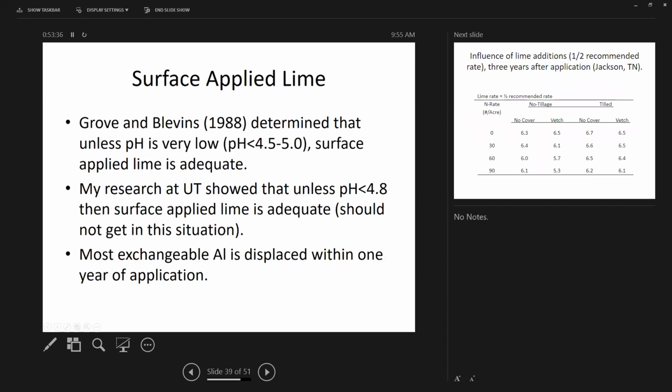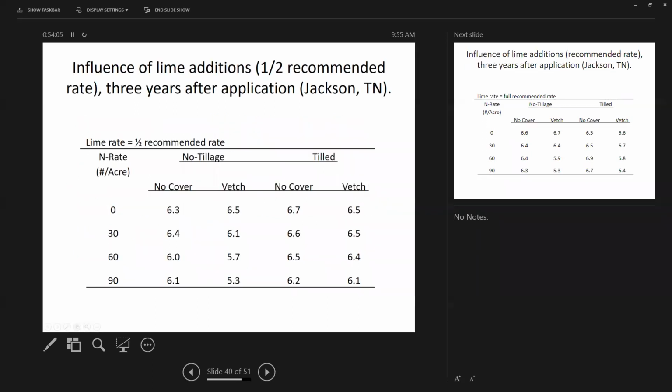Some work that Grove did back 20 or 30 years ago. If it's really, really low, you're probably going to benefit from incorporation, but hopefully we don't let our pH get down to 4.5. I saw the same thing with my nitrogen work in Tennessee, and I didn't get into it, but aluminum is one of the things causing your low pH. So we're getting rid of the aluminum. We might not be changing the pH immediately, but we're helping out.